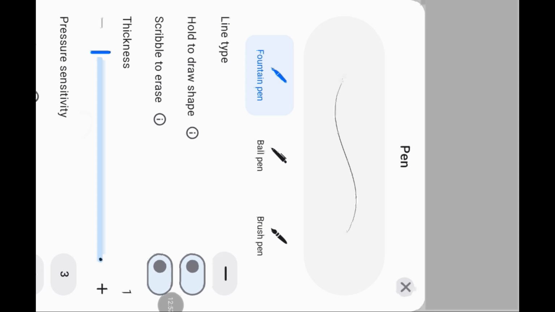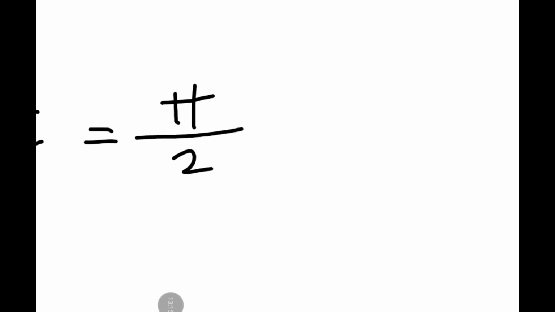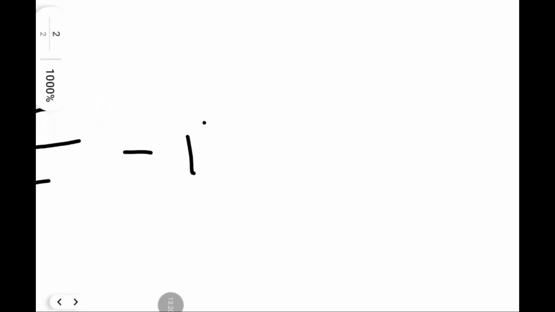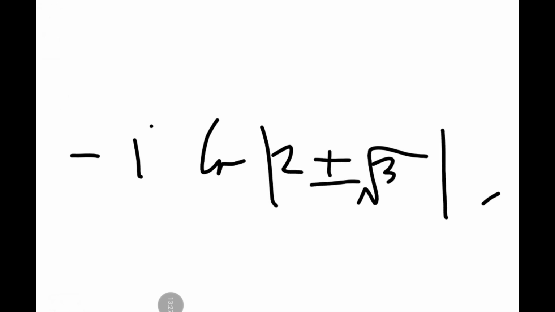Therefore x, sorry, I keep getting it wrong, x is equal to pi over 2 minus i ln of 2 plus or minus root 3. So you got into that format there.